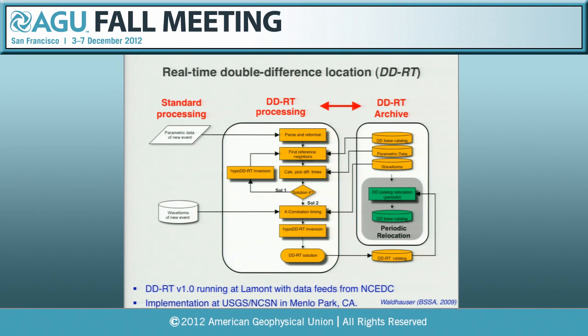So this system, DDRT, is a system on a disk approach, so everything is on one disk, so you have relatively fast access to the archives, and it's currently running at Lamont with data feeds from the Northern California Earthquake Data Center, and we are also implementing it at the USGS in Menlo Park.